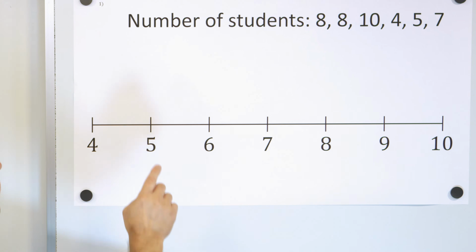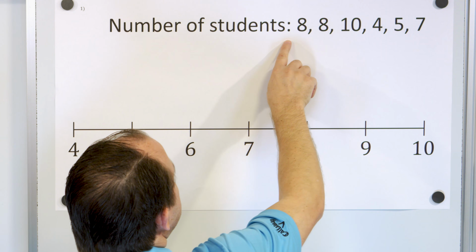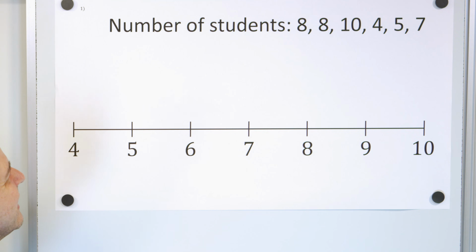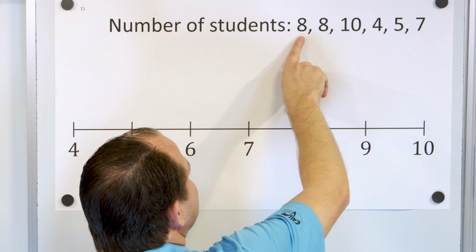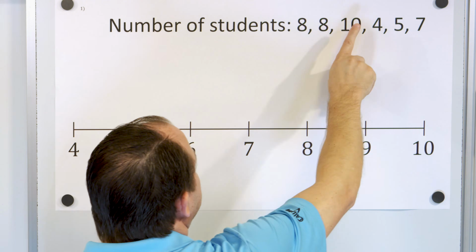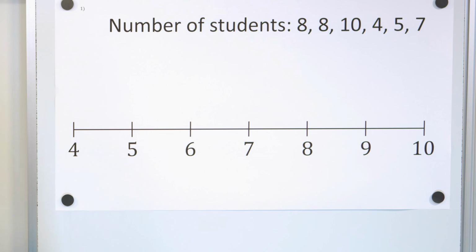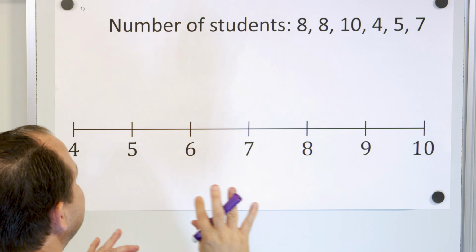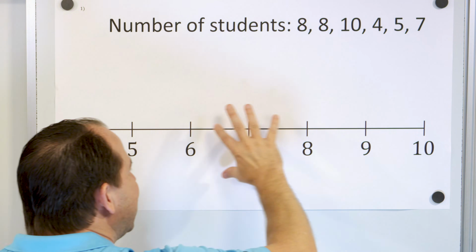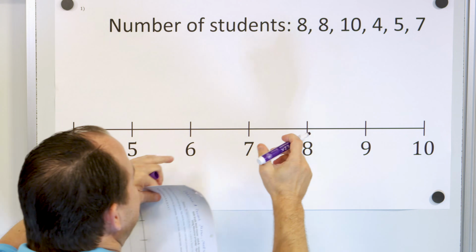So here's our first data set here. We have the number of students, and this could be the number of students taking a certain class. So one class has 8 students, another class has 8 students, another class has 10 students, 4 students, 5 students, 7 students. So the first thing I want to do before we calculate anything is to take a look at what this data visually looks like.